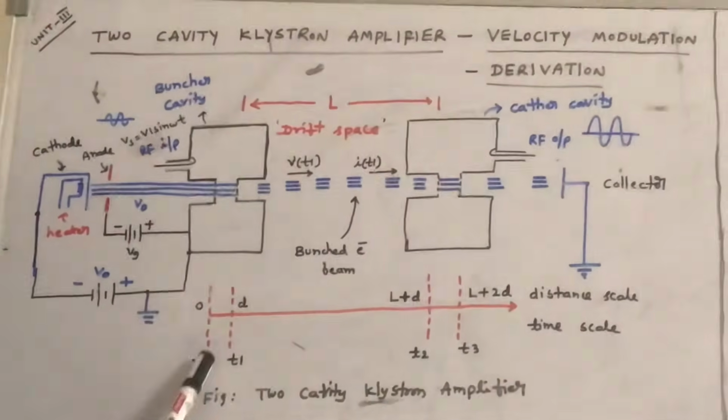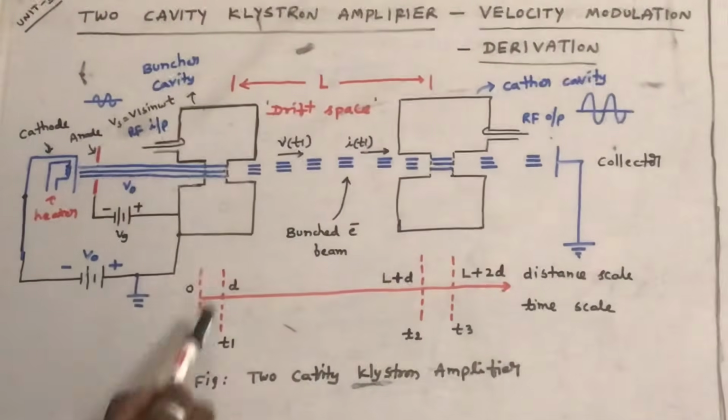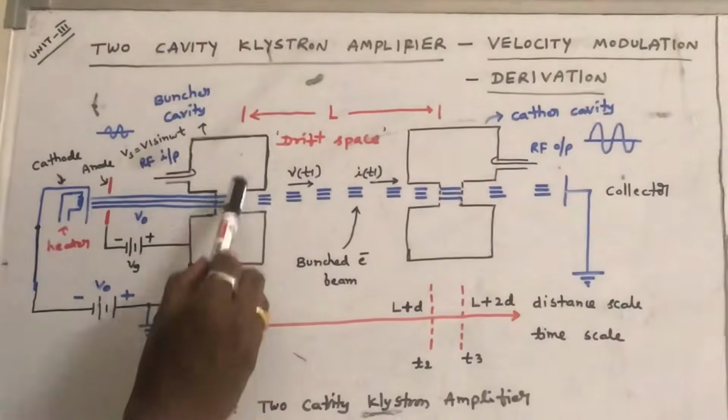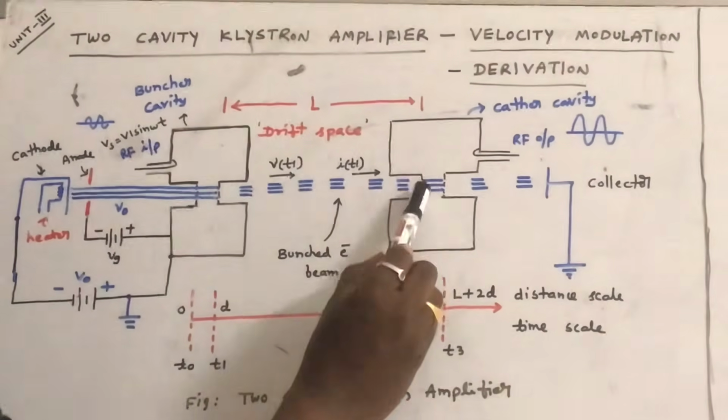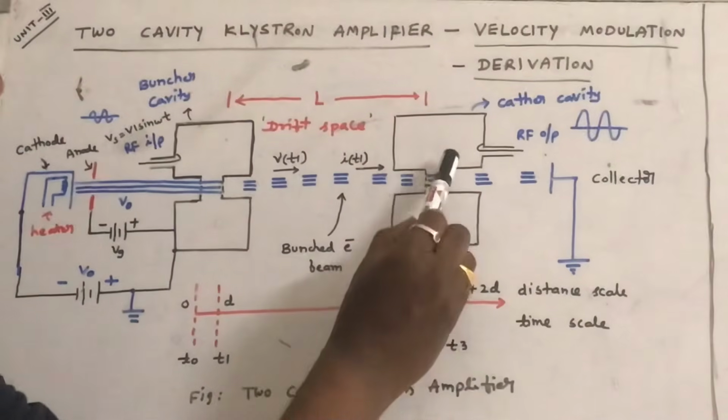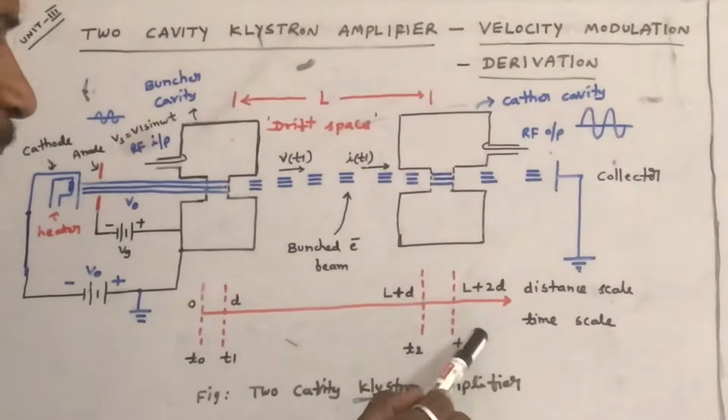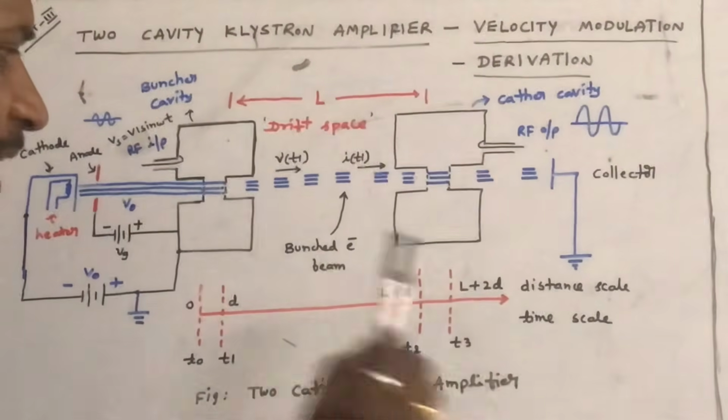Let us say the time at which the electron enters this cavity gap is t0, the time of leaving this cavity gap is t1, the time of entering the second cavity gap is t2, and the time of leaving it is t3. This is the time scale.